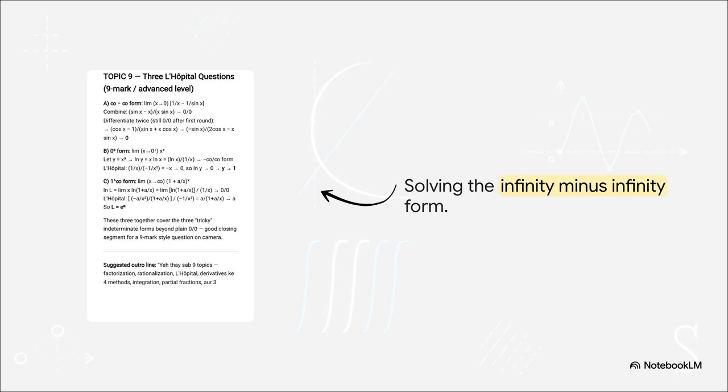Combining them gives us sine x minus x all over x times sine x. Okay, now it's 0 over 0. We apply the derivative rule. We get cosine x minus 1 over sine x plus x cosine x. But look, it's still 0 over 0, so we differentiate a second time. We get negative sine x on top and 2 cosine x minus x sine x on the bottom. Now plugging in 0 gives us 0 over 2, which is simply 0.